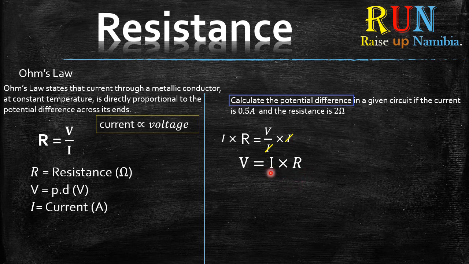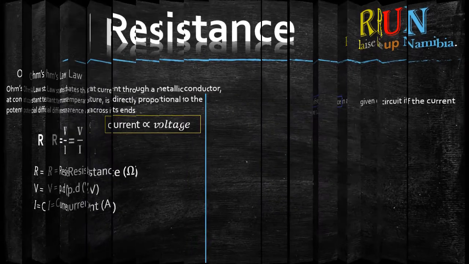Now ask yourself, are you given current and resistance? Yes, in your statement we have a current of 0.5 amps, then we have a resistance of 2 ohms. So you substitute the figures into the formula, and then 0.5 multiplied by 2 will give us a positive 1. Now positive 1 what? Since we are calculating the potential difference, it will be volts. So it will be 1 volt. Okay? And that's your final answer. Let's take a look at another example.